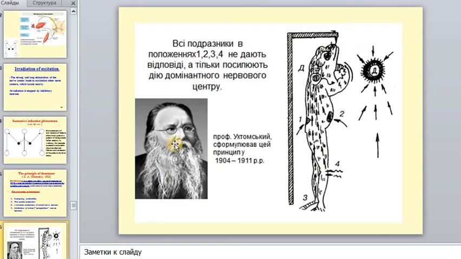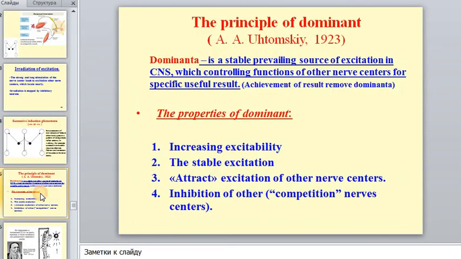And one more, the principle of dominant. We know the scientist Ukhtomsky, who in the first part of the 20th century described the dominant as a stable, prevailing source of excitation in the central nerve system, which controls the function of other nerve centers for a specific useful result.